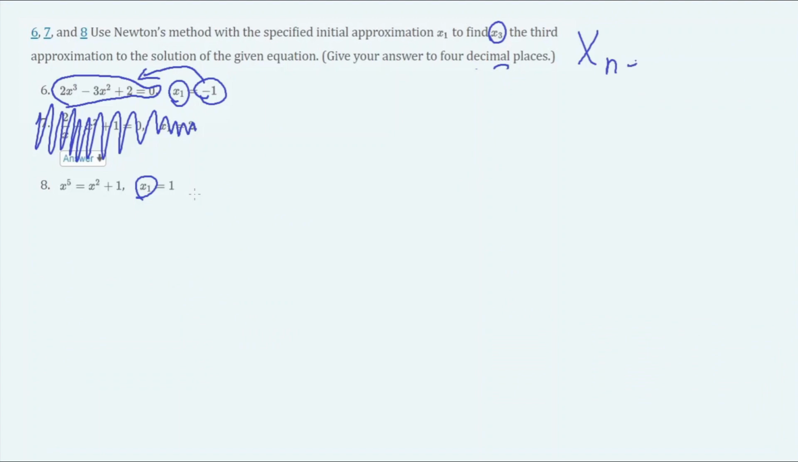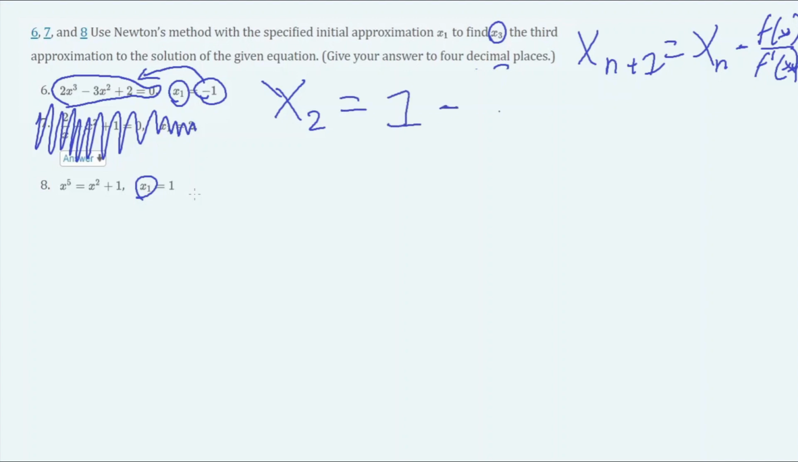So number 8, we have x to the 5th power. Let me write down Newton's method first. So we have xn minus f of x over f prime of x. It doesn't fit there. But if x to the fifth power is equal to x squared plus 1, we could move everything to one side, but we really don't have to. We have to find x2 first before we find x3. So x2 is going to be equal to x1, which is 1, as we're given, minus f of x over f prime of x. So what we need to do is plug in 1 into this equation.